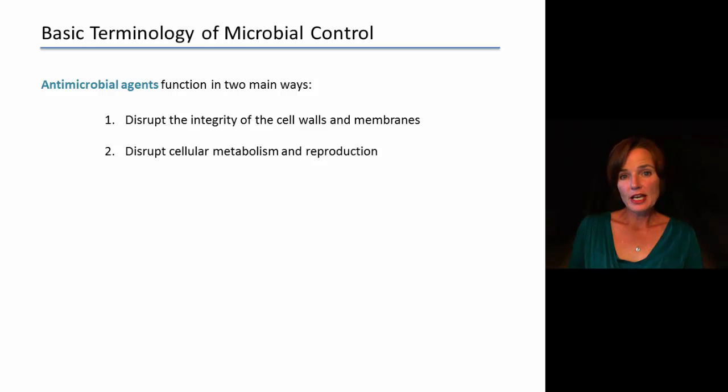Now, antimicrobial agents, so things that are against microbes, are going to function in two main ways. They either disrupt the integrity, the composition, the intactness of the cell walls and the membrane of the cell, or the second thing that they can do is disrupt in some way the overall cellular metabolism and reproductive processes. And if we have either of those, that is going to disrupt the overall growth and reproduction of that particular organism, and in many cases, it will lead to the overall death of that organism.